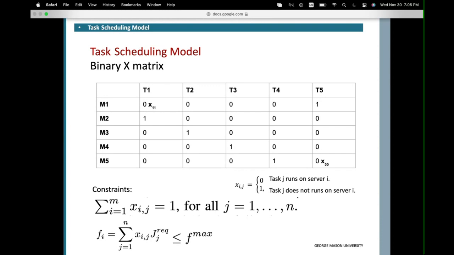The other constraint is that a task requires a certain frequency. So we want to make sure that when it runs on that machine, it doesn't need more than the max CPU frequency, because that's the limit for us. We cannot go beyond the maximum CPU frequency. So the other constraint here: J required is the amount of frequency a certain task needs. All of the tasks running on a certain machine should be less than or equal to the maximum frequency of that machine.